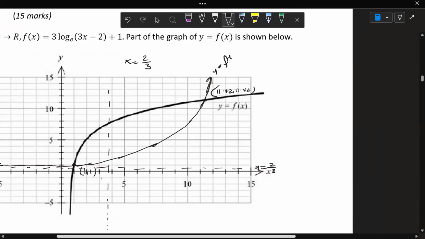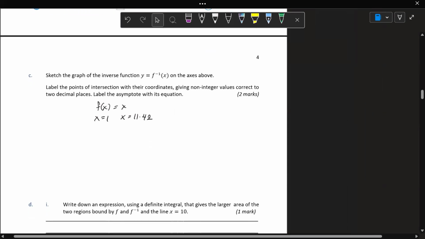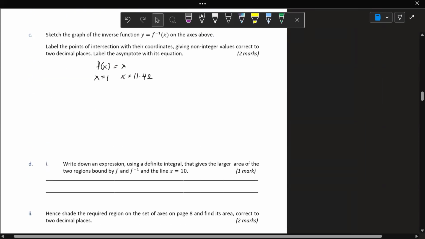Y equals f. Yeah. Look, that's insert. Yep, it's all right.